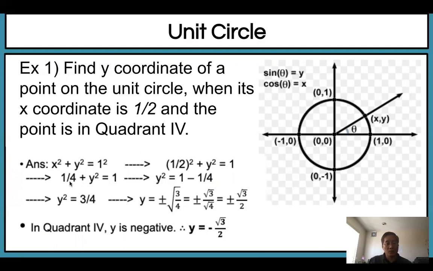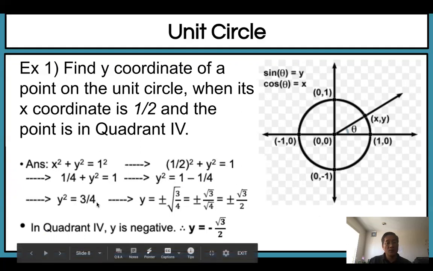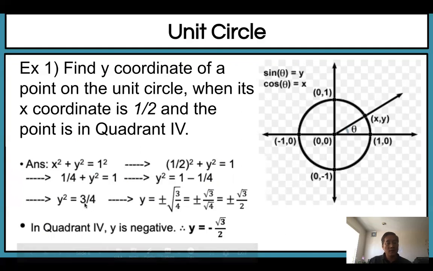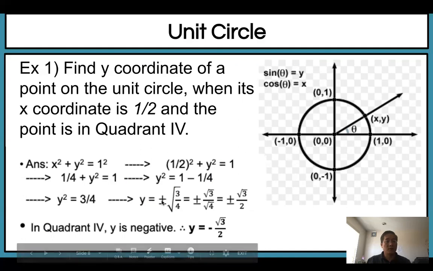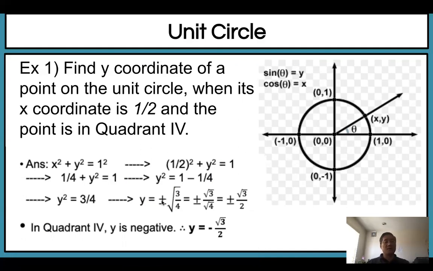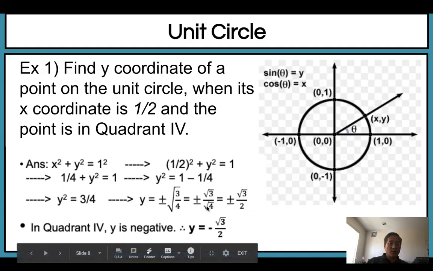Then what do you do? You move it to the other side, and by subtracting it, 1 minus 1/4 becomes 3 over 4. Now, you do the square root to both sides, and you have a plus minus. But we know the distance becomes, oh, hold on, not yet, not distance. We need to think about the sign later, because x and y are coordinates, right? You need to figure out the coordinate. Now you separate into two fractions. So square root of 3, square root of 4, and square root of 4 becomes 2. Still, you have a plus and minus.